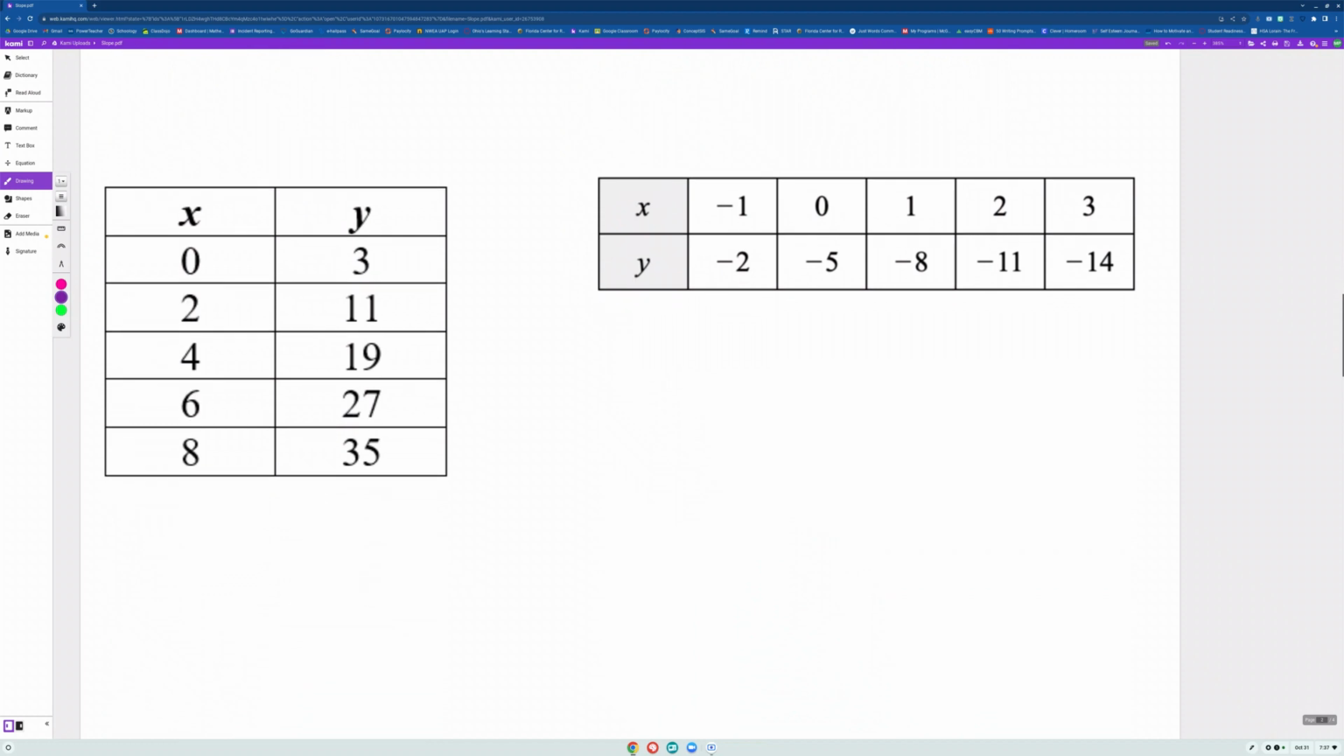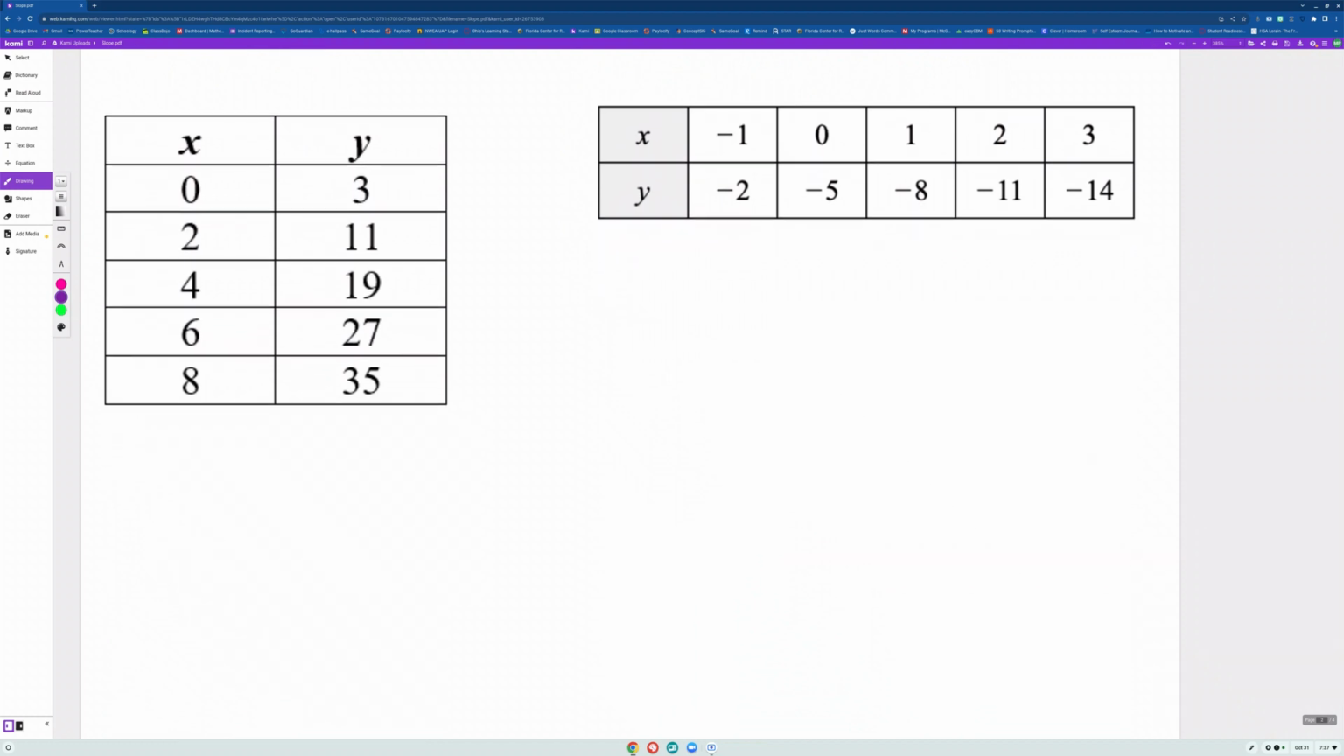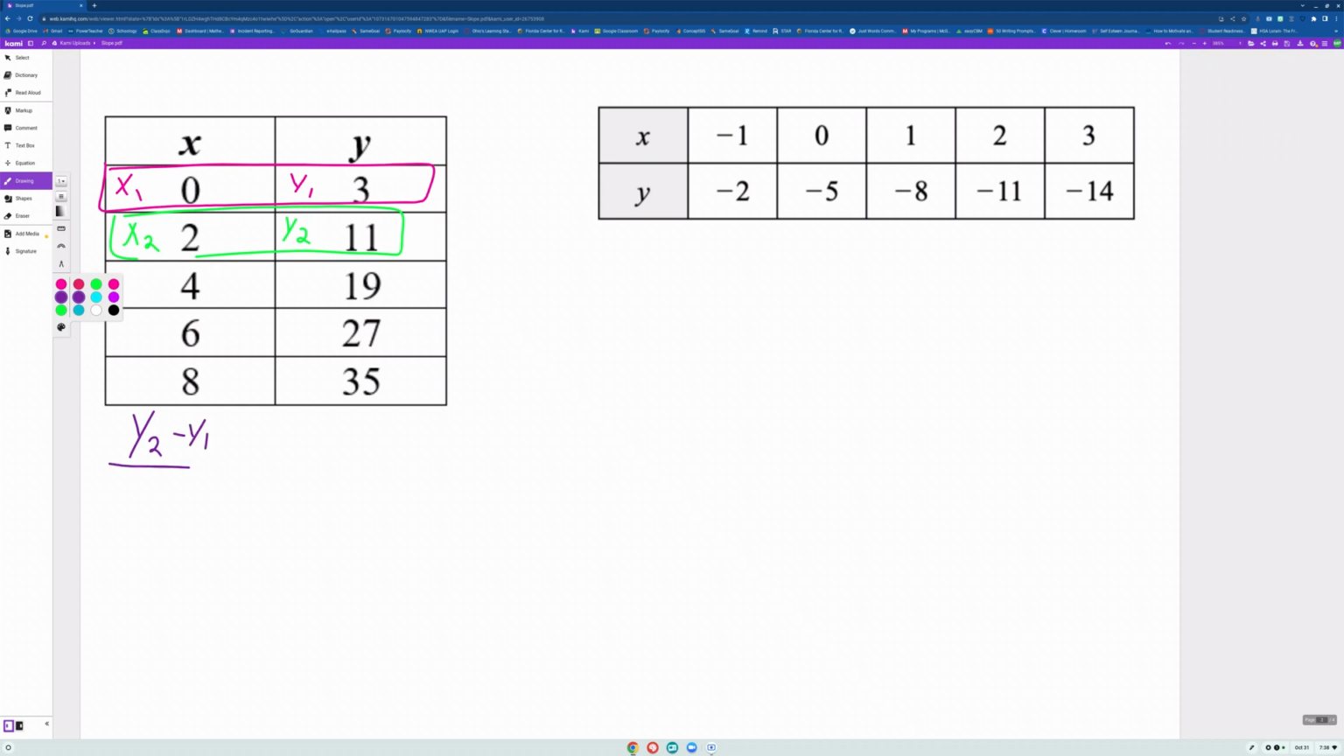Sometimes when you're asked to find slope, you'll be given a table that looks like this, okay? And you'll see that you have multiple x and y points to pick from. When this is the case, all you have to do is pick 2 of them. So let's say that 0, 3 is going to be my x1 and my y1. And 2, 11 is going to be my x2 and my y2. So even if we still are working with just the points that we picked out, we're going to go ahead and use the same formula. Y2 minus y1 all over x2 minus x1.